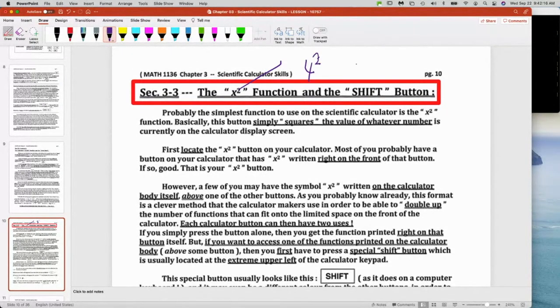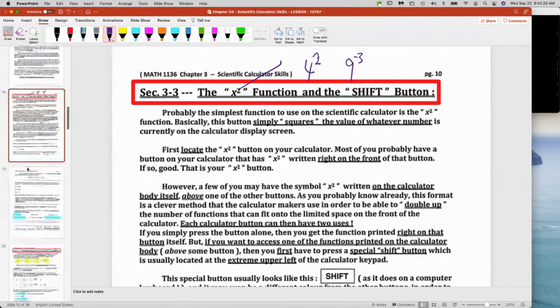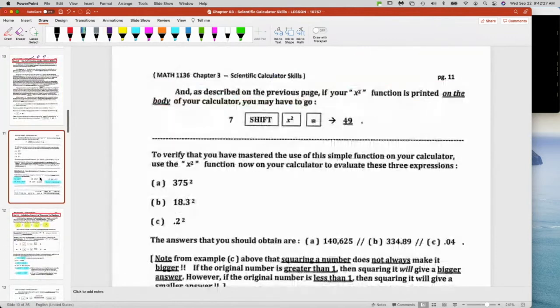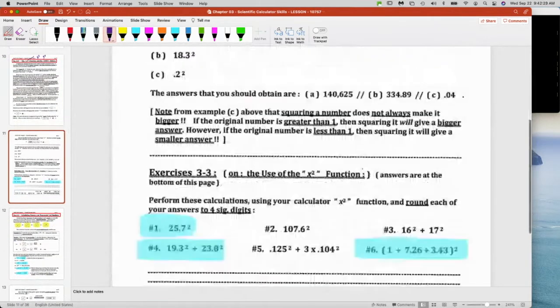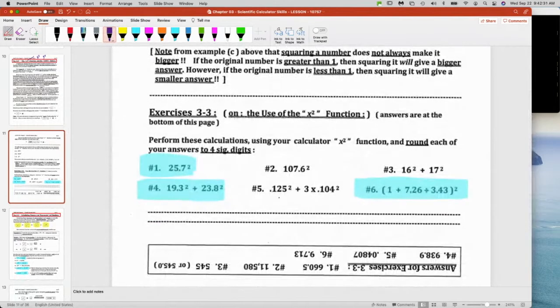Or how do you do like 9 to the -3 or something? So how do you do these things on your calculator? That's what this little section is talking about. And there's just a couple of questions here toward the end for you to play with. So let's see if you can do 1, 4, and 6, okay?